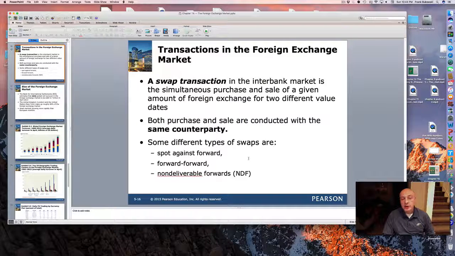There are 3 different types of swaps. There's what's called the spot against the forward. There's the forward against the forward, and there's the non-deliverable forward. This is the only one I want you to know a little bit about. So you should know the definition of a swap transaction. A non-deliverable forward basically will be done in U.S. currency only, or it will settle in U.S. currency only, and it's usually done with emerging market currencies or currencies that cannot trade. There's a foreign exchange restriction on the trade. These will typically be done in an offshore market.